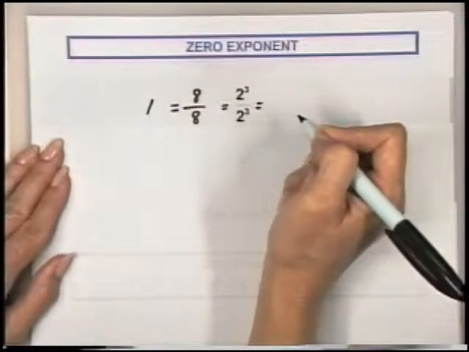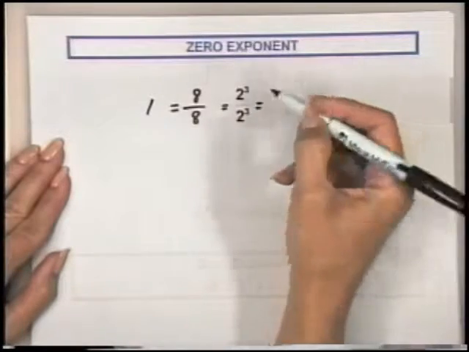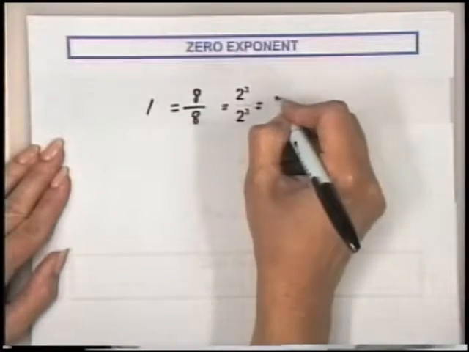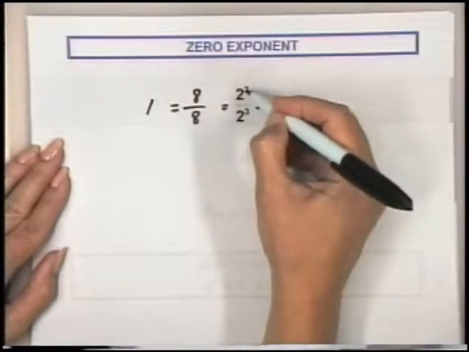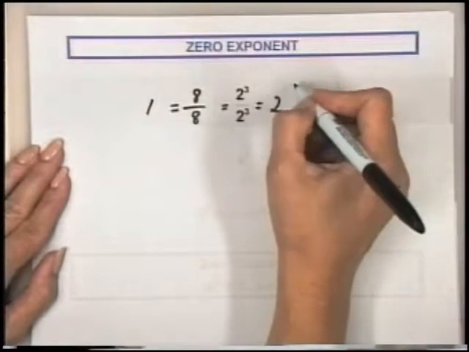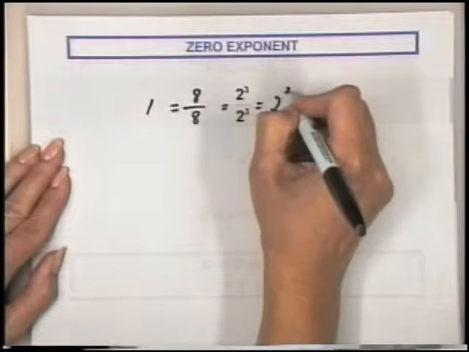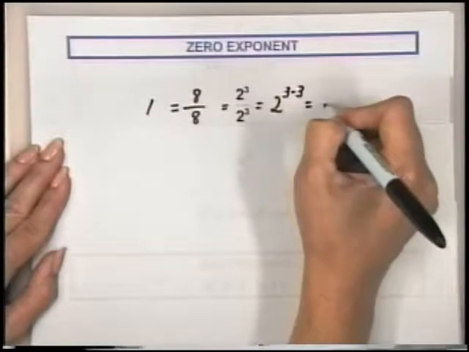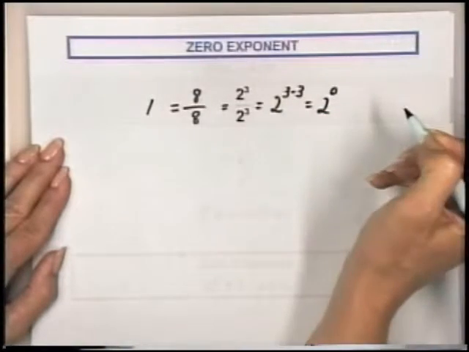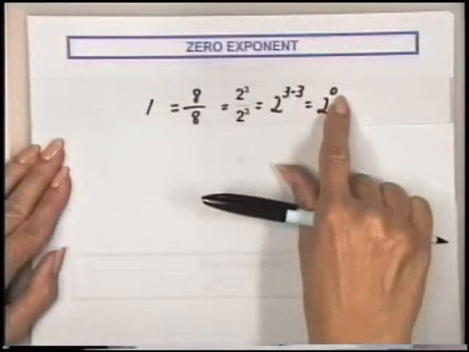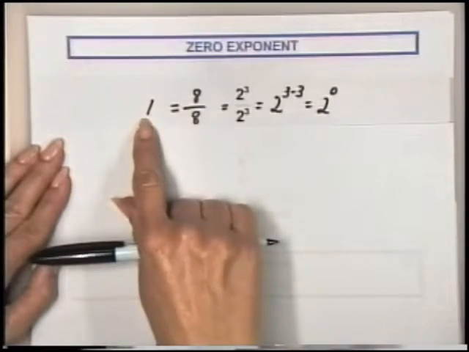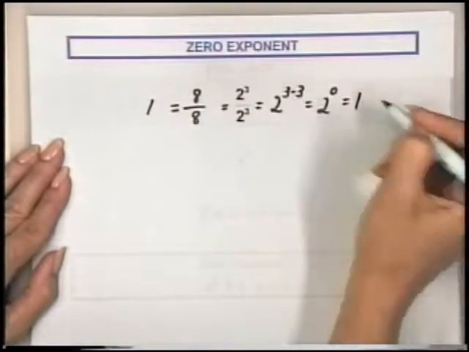But let's use our exponent laws to work this problem. I am dividing like bases, so I have a rule that says that I may subtract the exponents. So I will have 2 to the 3 subtract 3, which would be 2 to the 0. And what do I know 2 to the 0 equals? It is equal to 1.